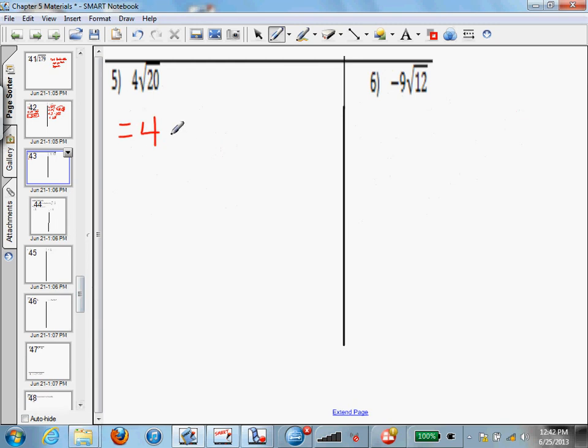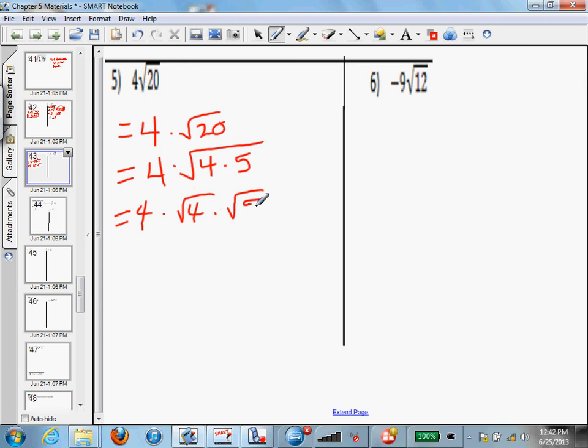Number 5, let's break down what this means. We have 4 from the outside of the radical times the square root of 20. Okay, now let's think of things that multiply to give us 20. Well, that could be 4 times 5. And we're aiming for a perfect square, and that's what 4 is. So we have 4 times the square root of 4 times the square root of 5. Okay, and 4, bring it on down because we haven't done anything with it. Square root of 4 is 2 times the square root of 5. Now just do some simple multiplication. 4 times 2 is 8, square root of 5.